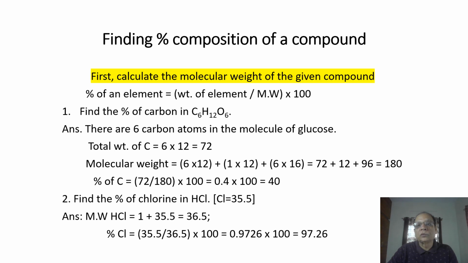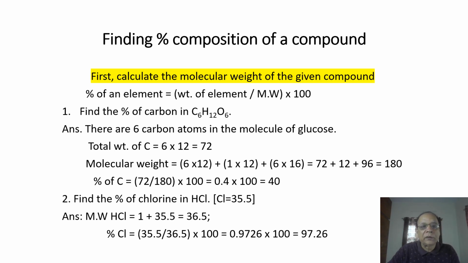Finding composition of a molecule of a compound, or percentage composition of a compound, both mean the same thing. First, calculate the molecular weight of the given compound as shown earlier. Then percentage of element follows this formula: weight of the element in the molecule divided by molecular weight into 100.